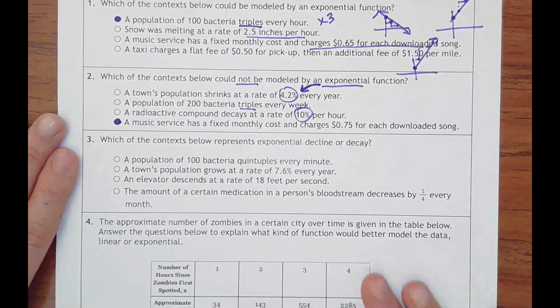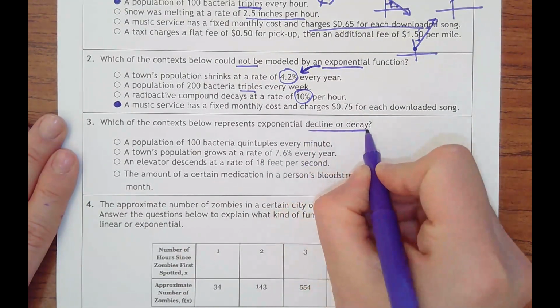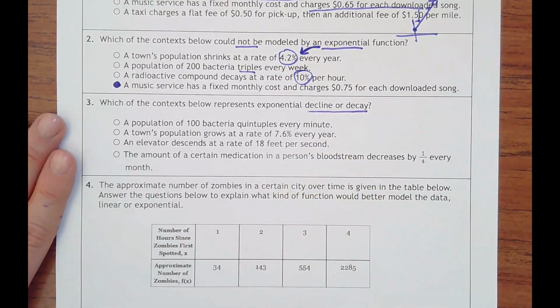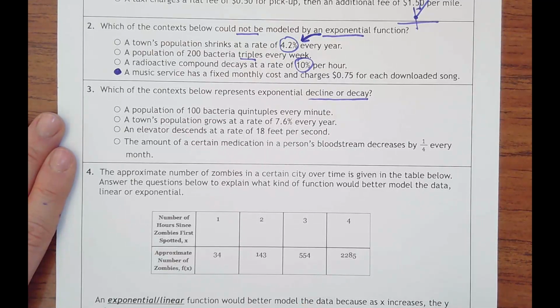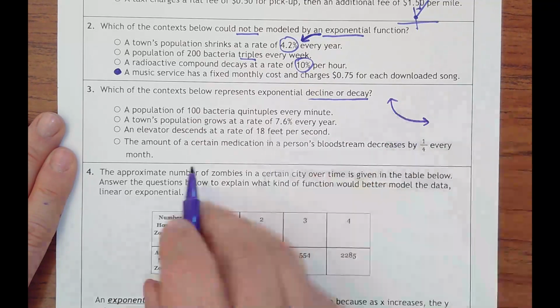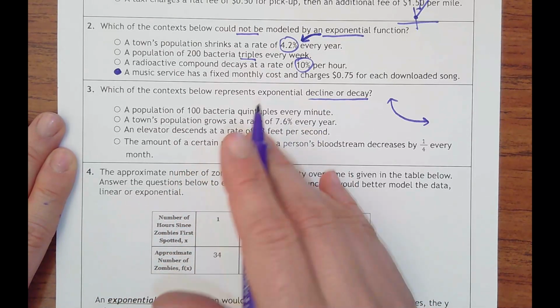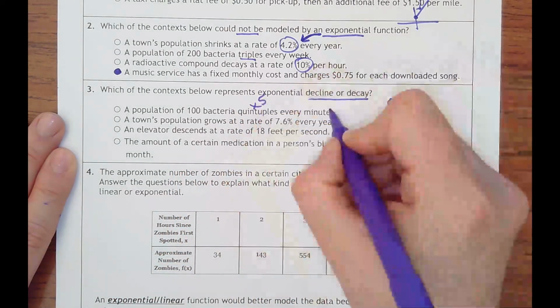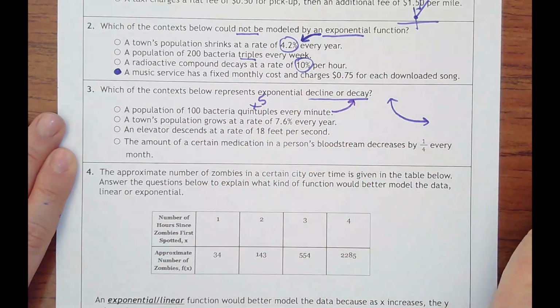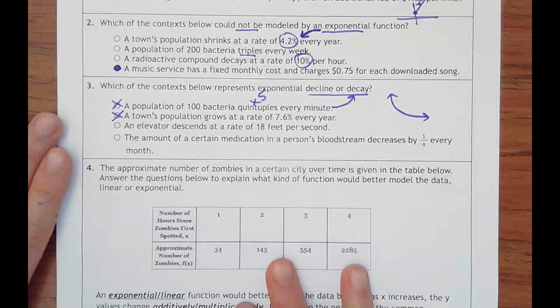Right, and then number 3, which of the contexts below represents exponential decline, or I call it exponential decay? So not just looking for exponential, but which one specifically is decaying. So it would make a graph like this. Population of 100 bacteria quintuples every time. So that's times 5. That's going to grow over time. That's not decay. So it's not that one. Town's population grows. No, we don't want anything growing.